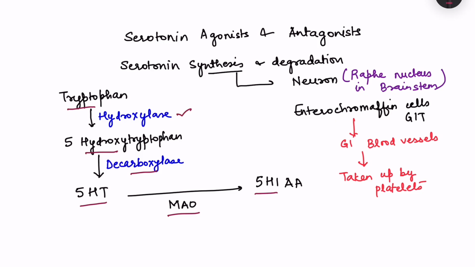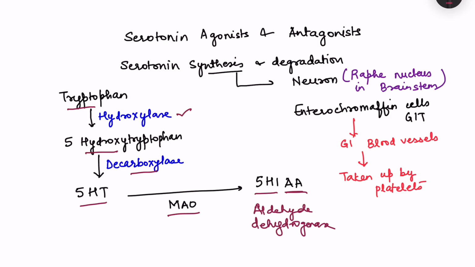Actually, it is two-step. That is, first it is converted to 5-hydroxyindole acetaldehyde, and then another enzyme acts, that is aldehyde dehydrogenase, which converts this 5-hydroxyindole acetaldehyde to 5-hydroxyindole acetic acid. Okay, so that is the formation and degradation of 5-hydroxytryptamine.